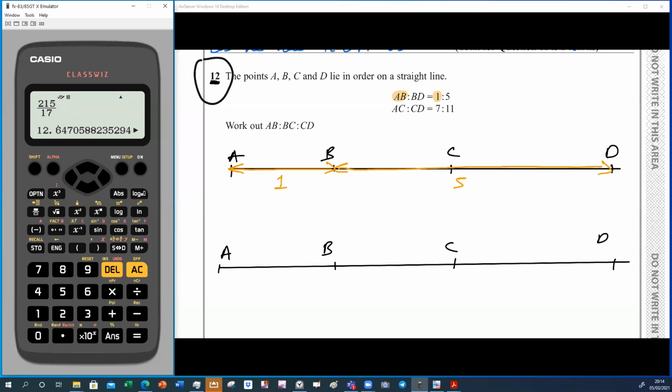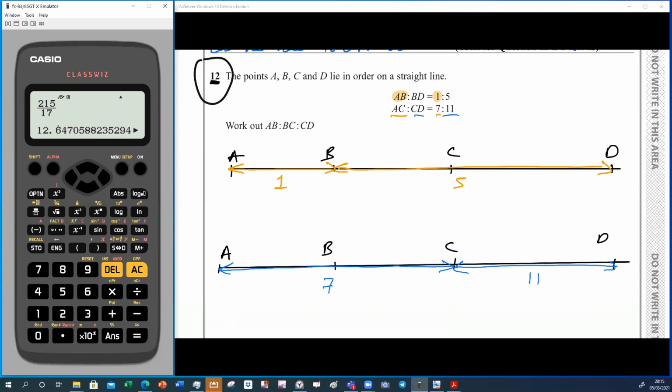Okay, what about the next ratio? They said A to C is 7. Let's always draw a diagram because the diagram helps you to visualize it. That gives you 7. And what about the C to D part? 11.